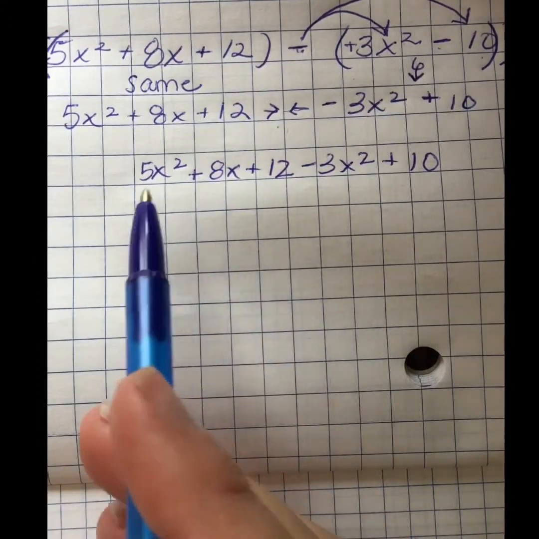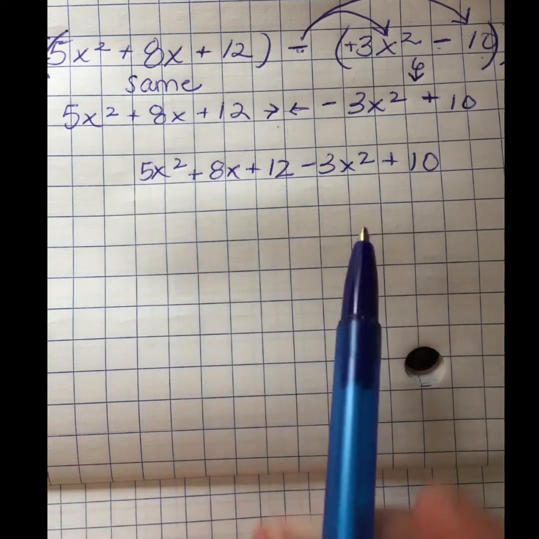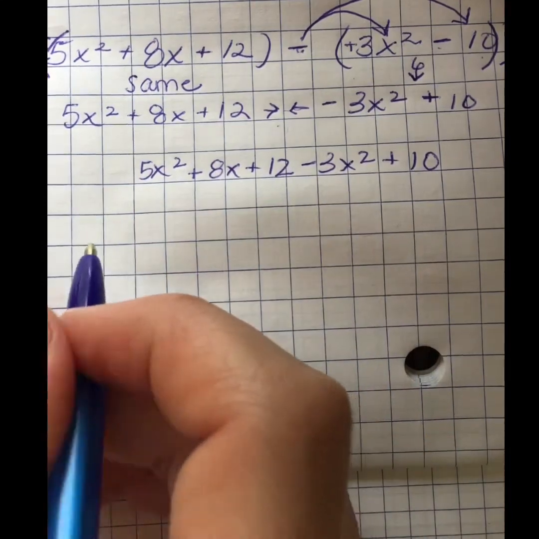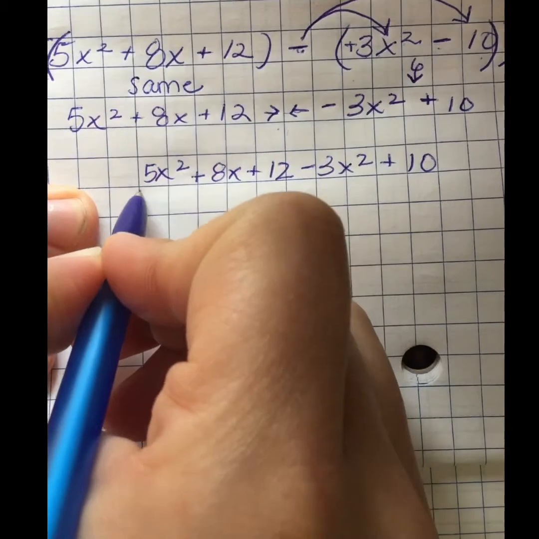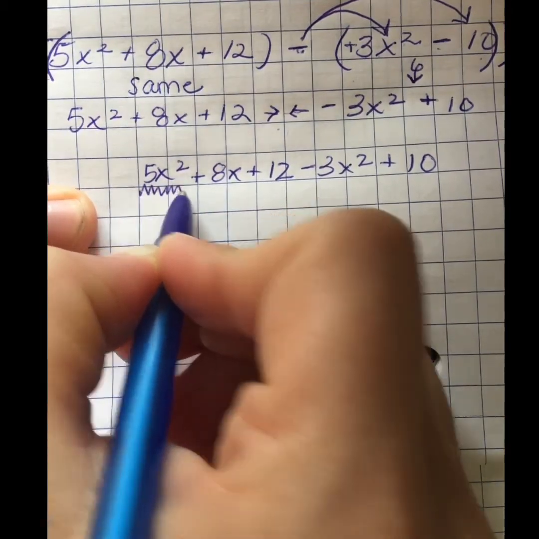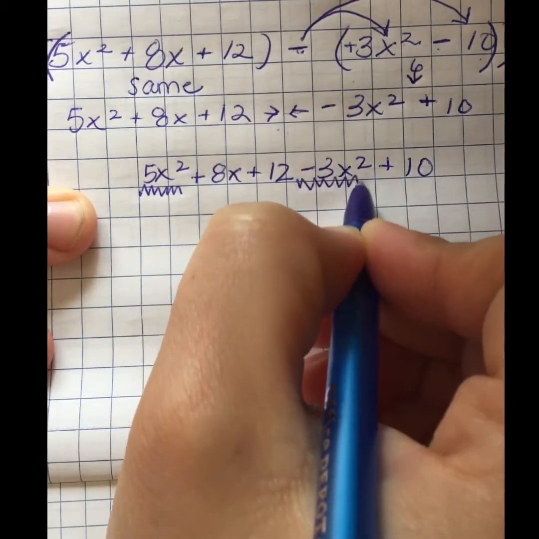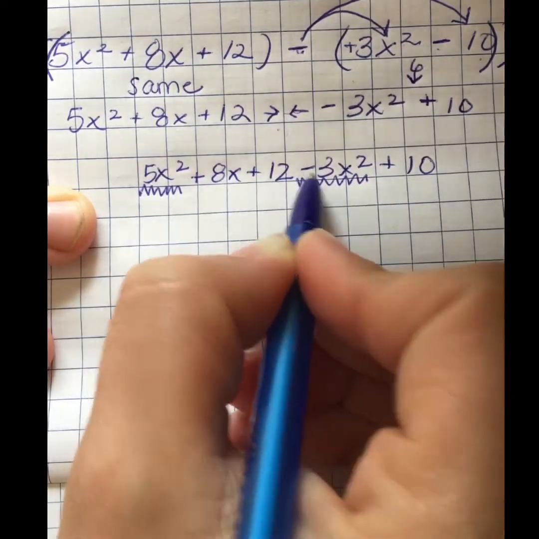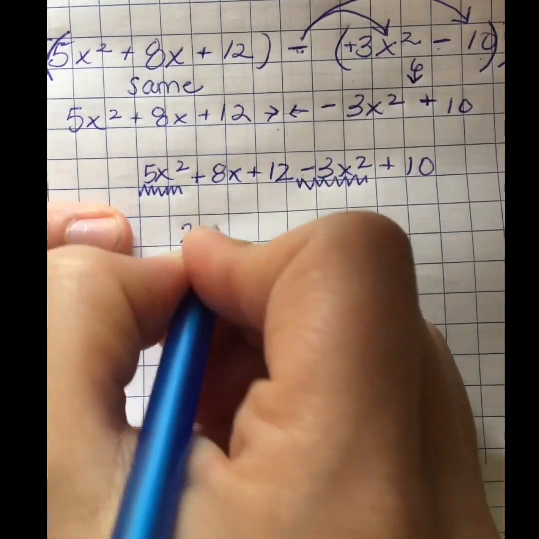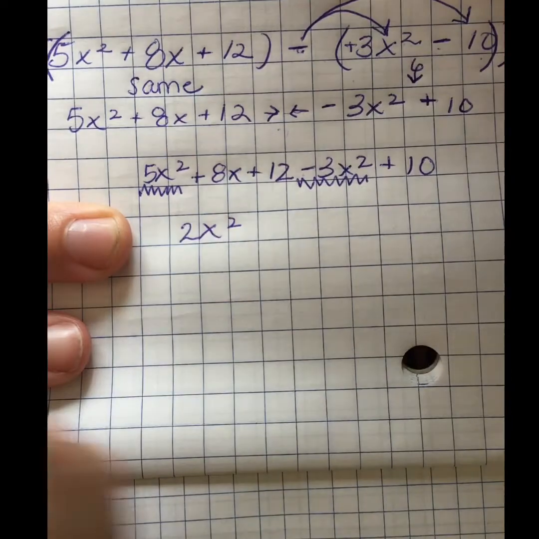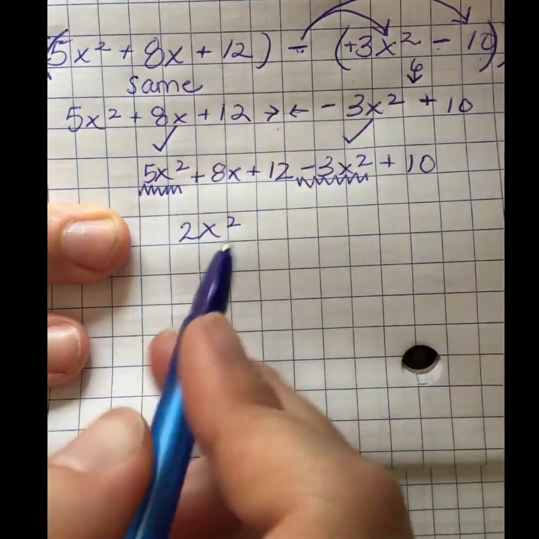Okay, now it's what you're used to doing. We're just going to combine the like terms. I always like to start with my highest exponent. So that would be the 5x squared and the negative 3x squared. You know that 5 minus 3 is 2. So we have 2x squared. Check those off because they're done.